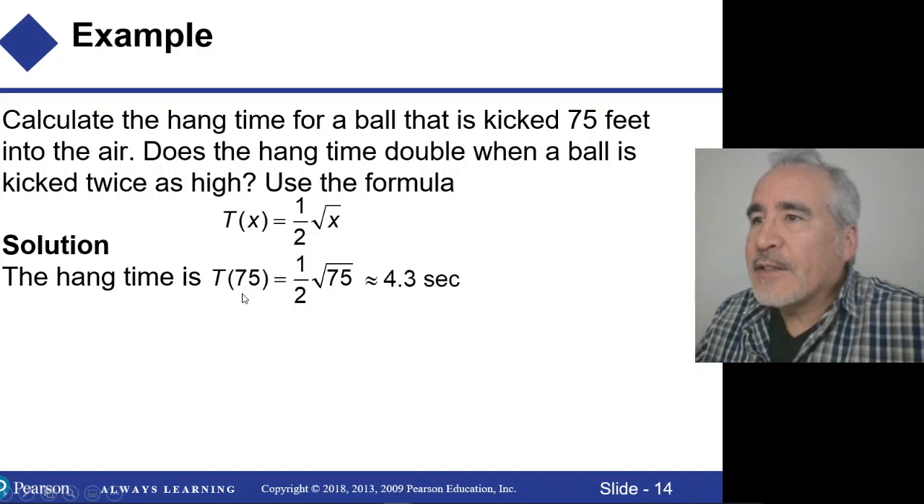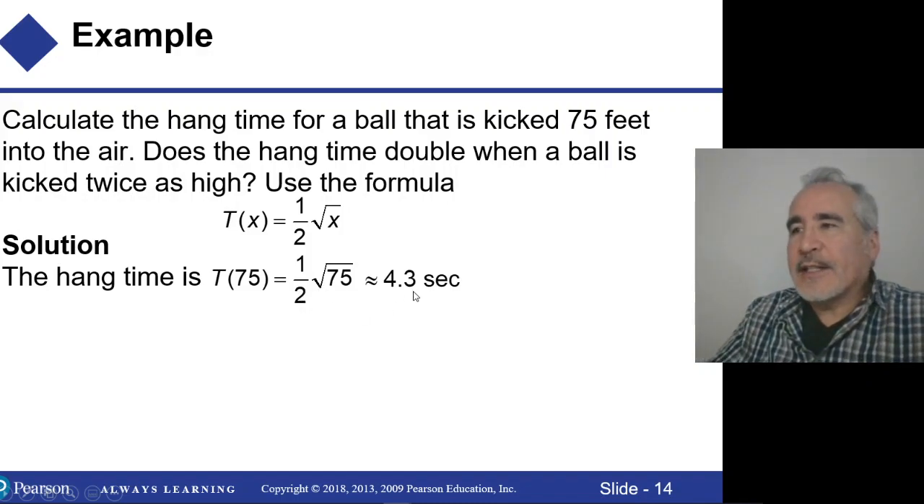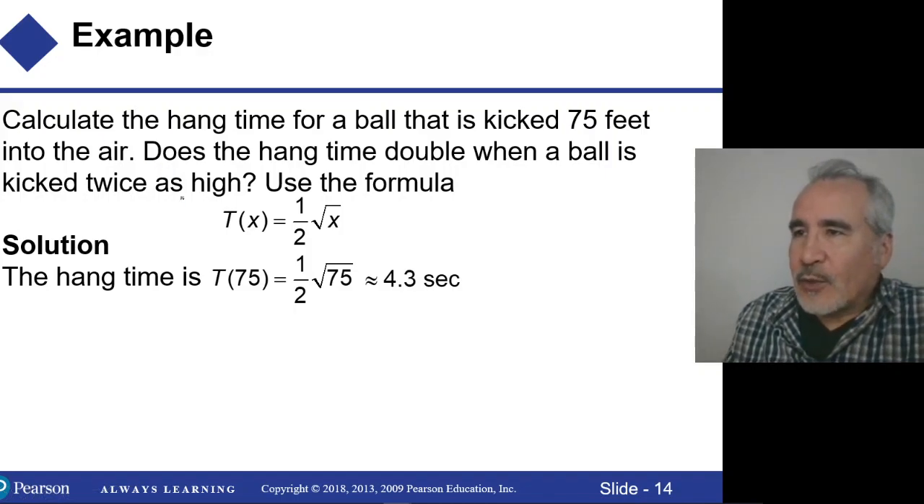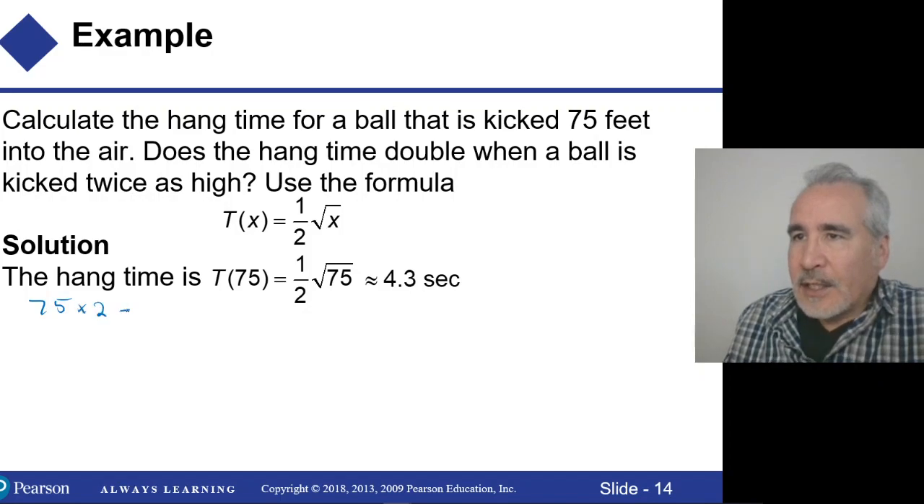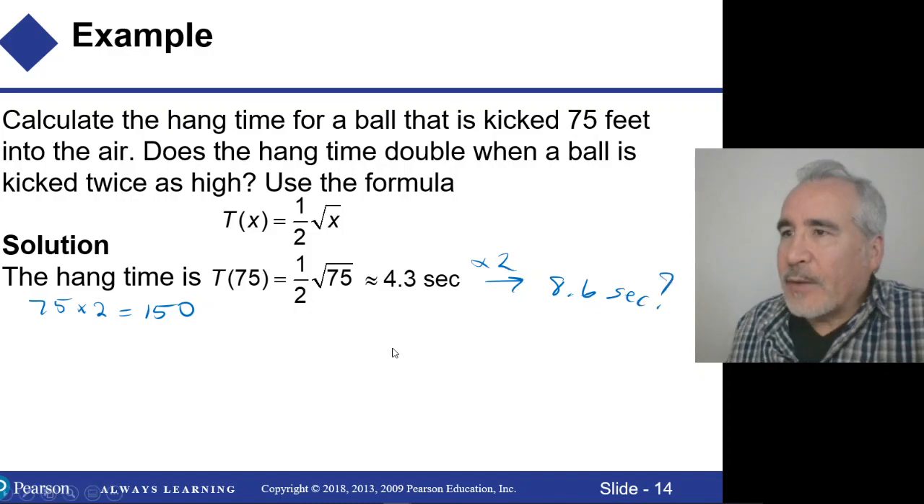Hang time. We plug in 75 for x. We put it here. Using a calculator, we get the square root of 75 times 1/2 is about 4.3 seconds. So to double it, if we go how far? So kick it twice as high. So that's 75 times 2. Kick it 150 feet in the air. Is it going to stick around for 8.6? So we double this, right? Times 2. That's the question. Well, let's see.